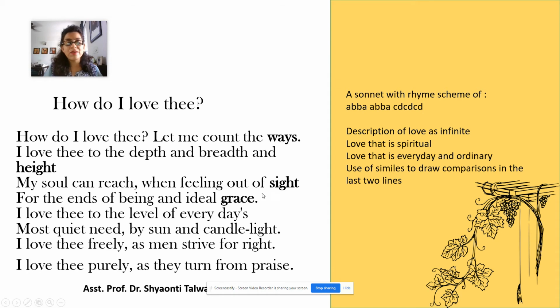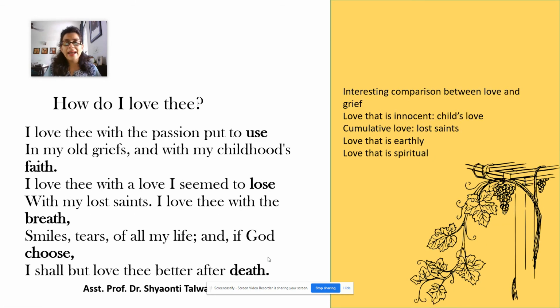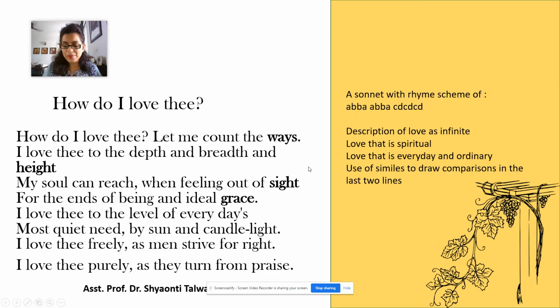So this takes care of the first 8 lines, which is called the octave, octave standing for 8. But here you have quartet, quartet. So 4 lines make up one idea. Then you have the next 4 lines making up the second idea. And then you have the sestet. If you look over here, CD, CD, CD, it depicts 6 lines. So 8 plus 6 is 14, or 4 plus 4 plus 6 is 14.